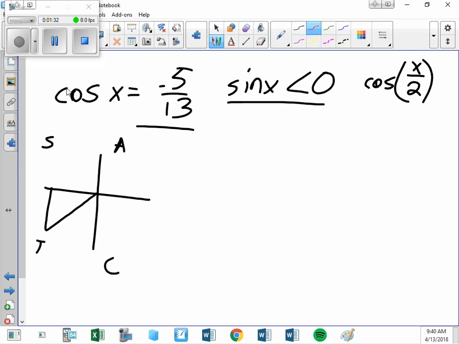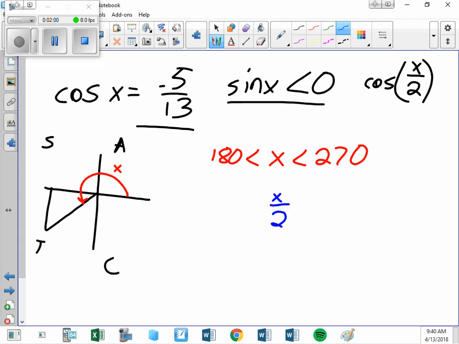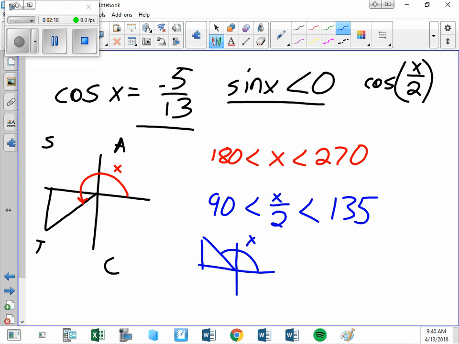Okay? So this right here is x. How big is x? It's somewhere between 180 and 270, right? Okay. Where is x over 2? Half of that. So x over 2 is going to be somewhere between 90 and 135. Does everybody understand that? Which puts it in quadrant 2. And we have to establish that at the beginning.